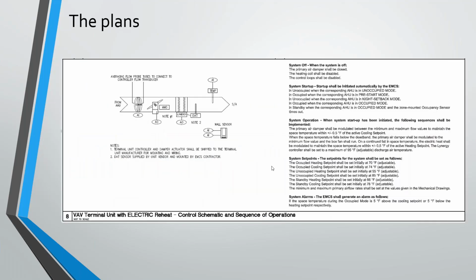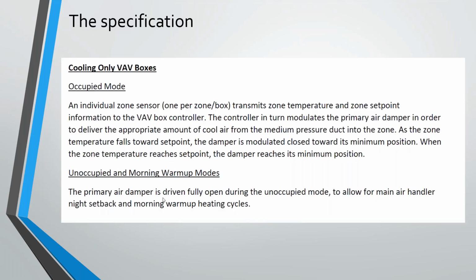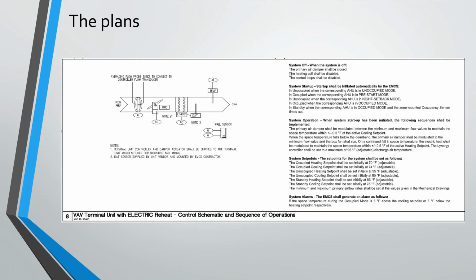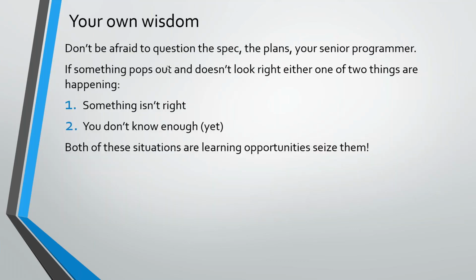The plans sometimes also have sequences. Now, the thing with this is, oftentimes, to my amazement that this still happens, the plan sequence does not match the specification sequence. So that's something to be real careful about when you start programming: make sure they match. And if they don't match, submit an RFI, request for information. Just make sure you get everything straightened out before you start writing code. And also, you have your own wisdom, right?